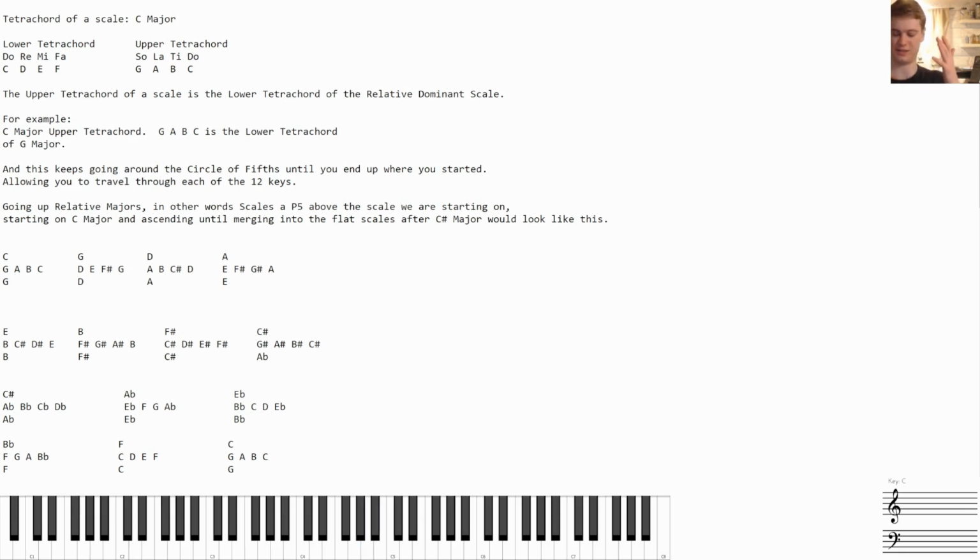So as you can see, from where we start, we go up a fifth, and then from there we do a fourth melodically, and we end up where we started from. So because of that, our upper tetrachord not only is the lower tetrachord of the relative dominant major, but you can actually see the last note of the tetrachord is the tonic note of the scale. So just interesting stuff here.